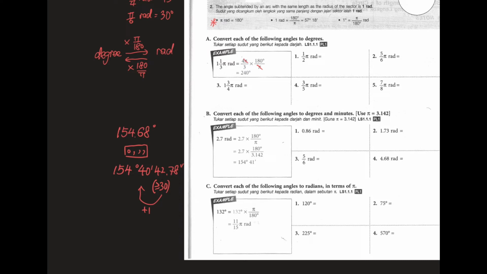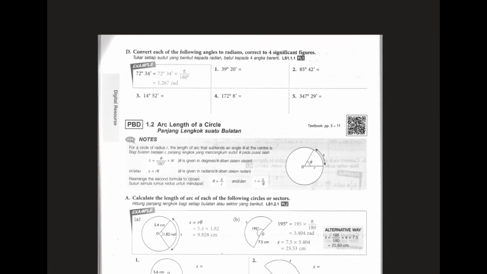Okay, now let's move on. We look at the next page. Okay, so this page is finished. Next page. This is the next situation. Convert each of the following angles to radians, correct to 4 significant figures. So this time they don't want the answer in terms of pi. They want you to put it in 4 significant figures in decimals.